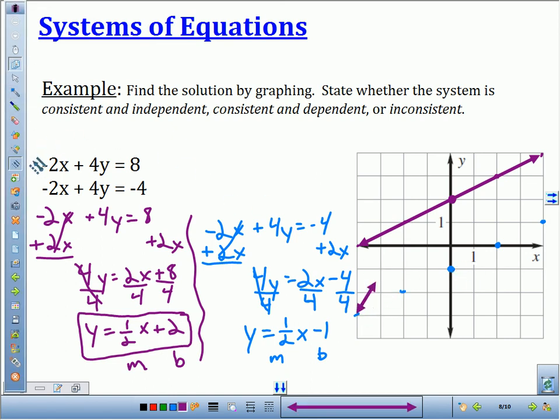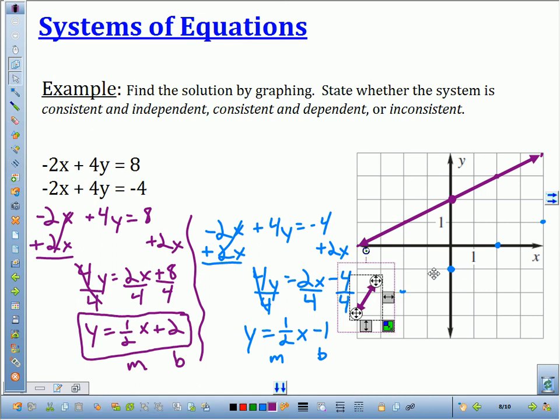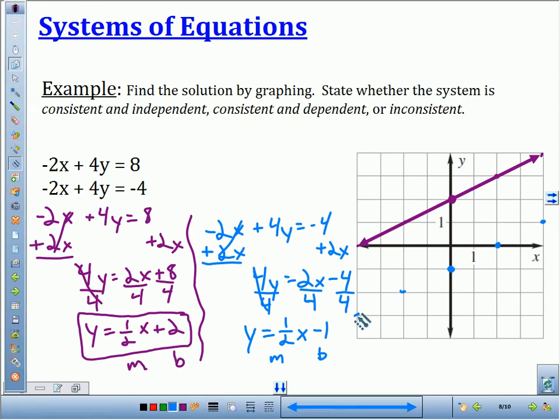Oops, that's the wrong color. Let's try that again with a color that would probably work better. Let's try that with blue. How about blue? There we go. Oh, that's much nicer.